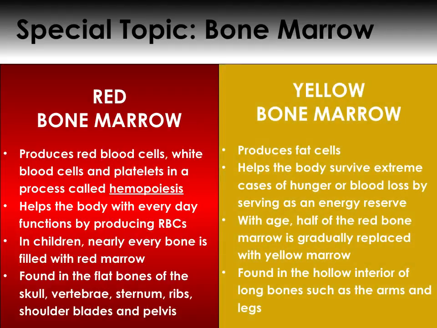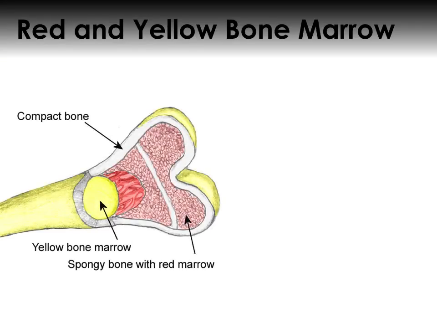Yellow bone marrow produces fat cells. It helps the body survive extreme cases of hunger and or blood loss by serving as an energy reserve. With age, half of the red bone marrow is actually replaced with yellow marrow. It's found in the hollow interior of long bones, such as in the arms and legs.